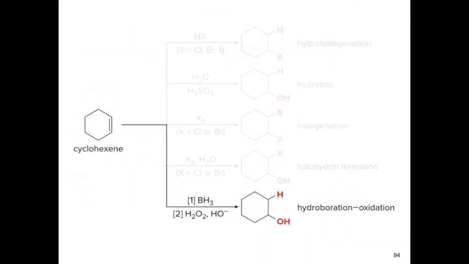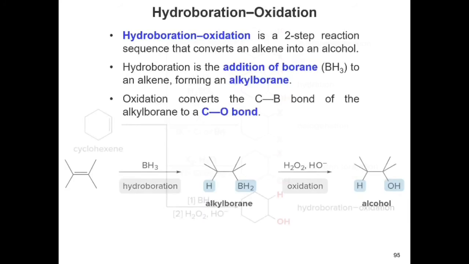And the last type of organic chemical reaction that we're going to take a look at involving alkenes is known as hydroboration oxidation. So this is a two-step process. The first step is hydroboration, and the second step is oxidation. So hydroboration oxidation is the conversion of an alkene into an alcohol. And this involves two steps.